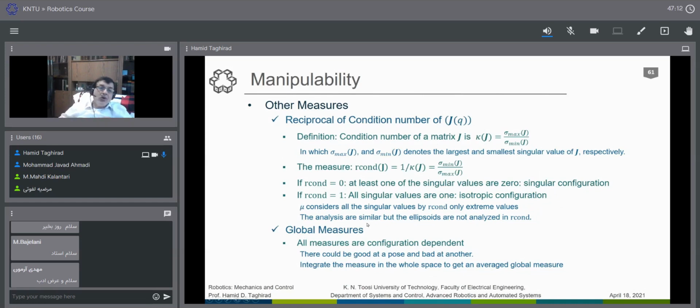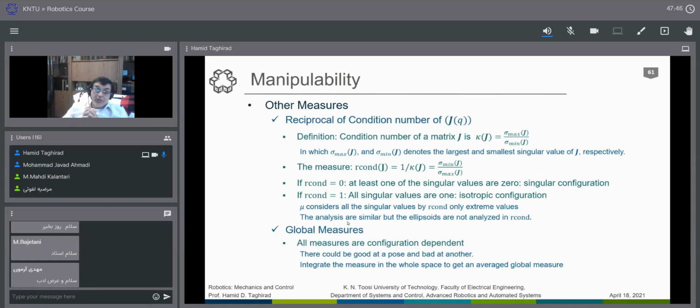If we integrate all these measures for the whole workspace of the robot, we can grid this and find different manipulability measures, then sum all of them and divide by the number of points. Then we have an average global measure. And you know that when you average something, you reduce the sharpness of that.